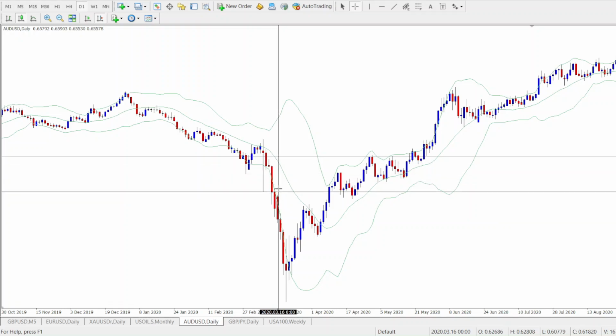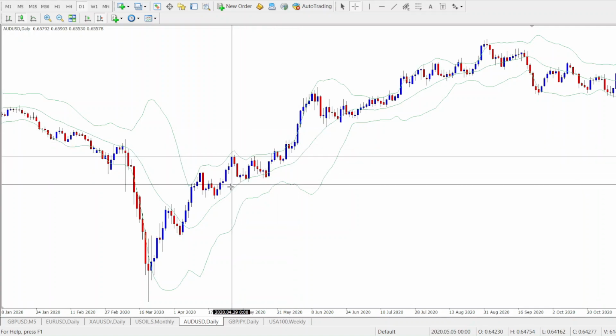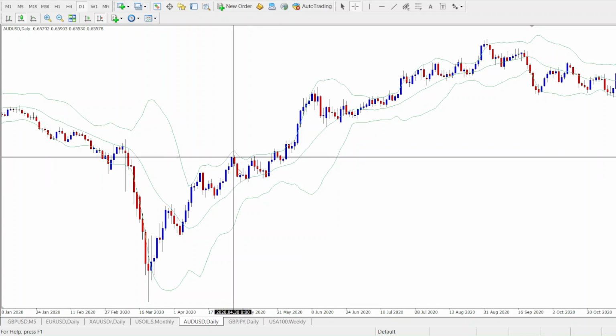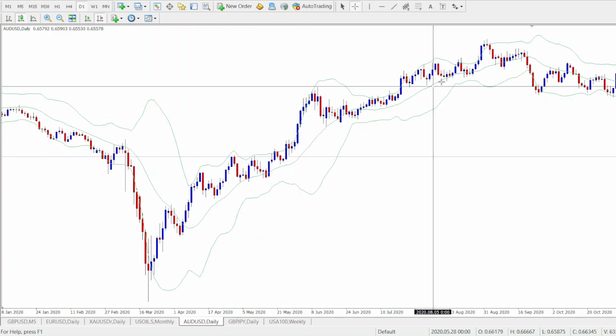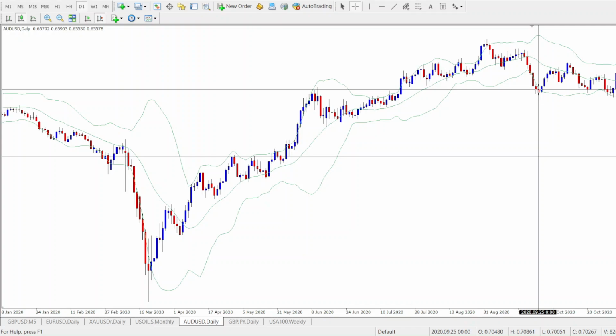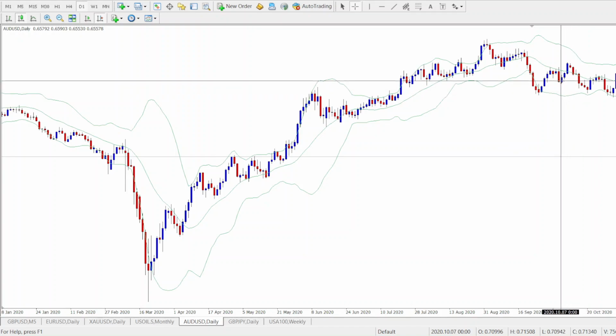So when you notice something happening, unlike the normal movements of the candlesticks, whereby you have price bouncing between the upper band and the middle line, in the upper channel, or you have price bouncing between the lower band and the middle line, in the lower channel.